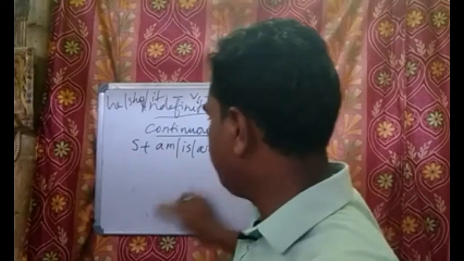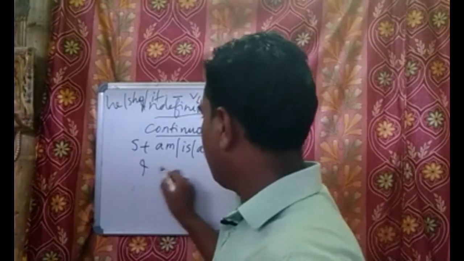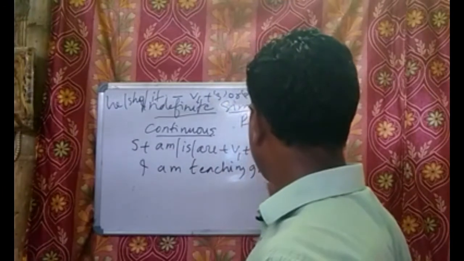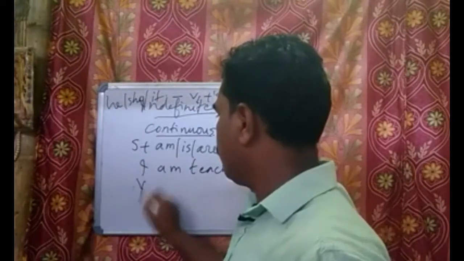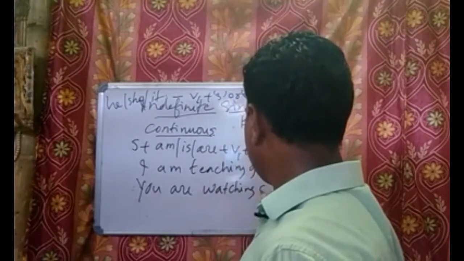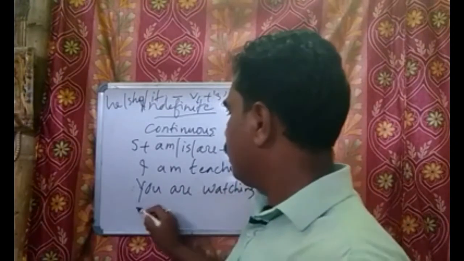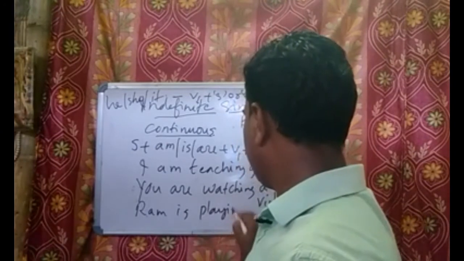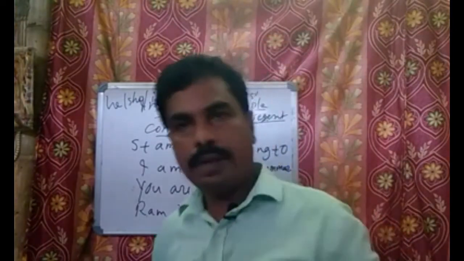Now let me give you some examples. I am teaching grammar. That is something which I am doing right now. You are watching a video. That means something which you are doing right now. Ram is playing cricket. Tells us something which Ram does at the moment.